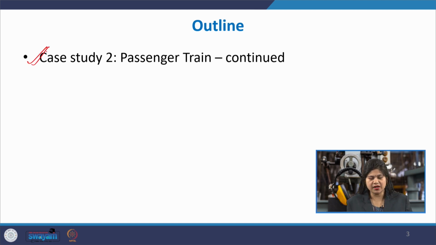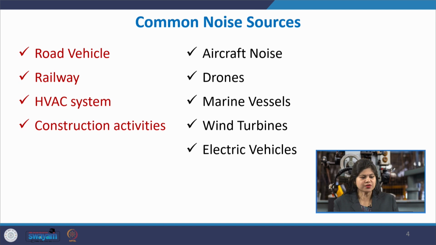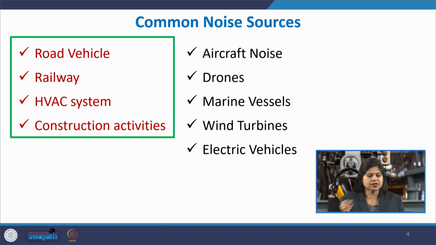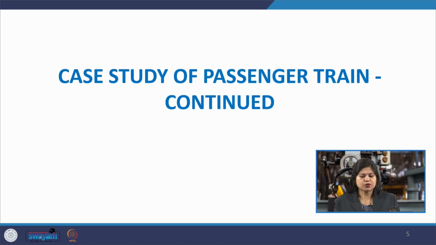Okay, so common noise sources are these, and one by one we will discuss a road vehicle, the railway and the HVAC. This is something which we will not discuss. So, let us continue the case study of the passenger train.